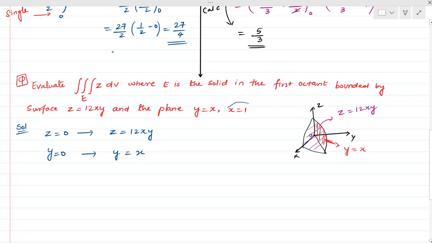Now, this is the constant limit which is given in the question. Therefore, the x limit will be the constant. This is equal to 1. So always the x will be the outer limit. The constant limit is always the outer limit.